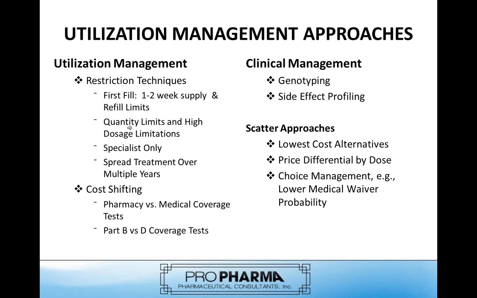One of the tools is to deal with first fills so that you try and limit the amount of wastage and supply that builds up in the patient's home by limiting the first fill to find out, did the patient tolerate it, could they handle it, did they have any allergic problems with it. There are quantity limits and high dosage limitations to try and do the same thing, to limit the amount of wastage. There are some indications in using them only for particular specialists, so that only a kidney doctor, a nephrologist, deals with the kidney problems, a neurologist deals with neuro problems, etc.